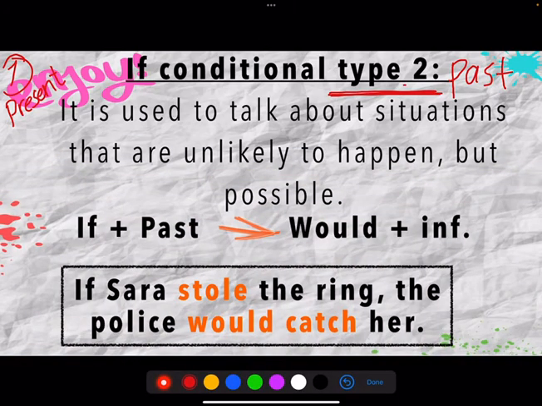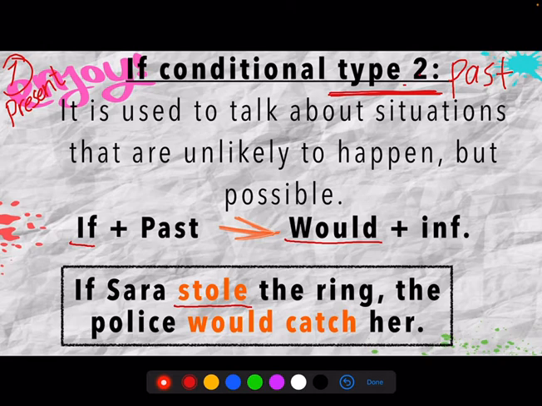Let's see the rule. Again, I have the word if plus the past simple. So my verb now in the second type should be in the past simple. And the other part of the sentence should be would instead of will. So if the verb is present, the second part should be will. If the verb is past, the second part should be would, and everything is the same. Let's have an example. If Sarah, pay attention here to the verb. This is not steal, this is stole, which is past.